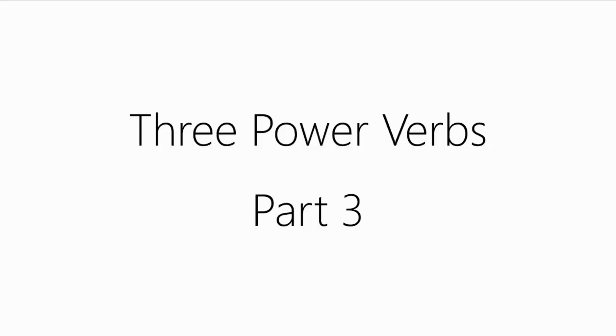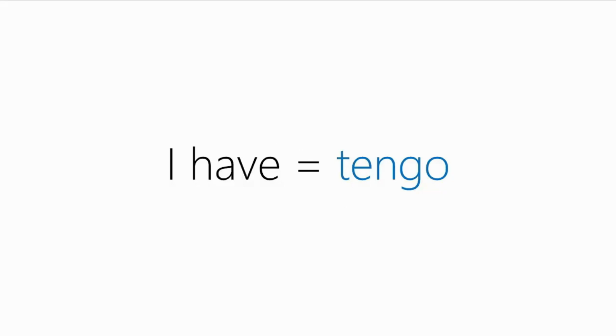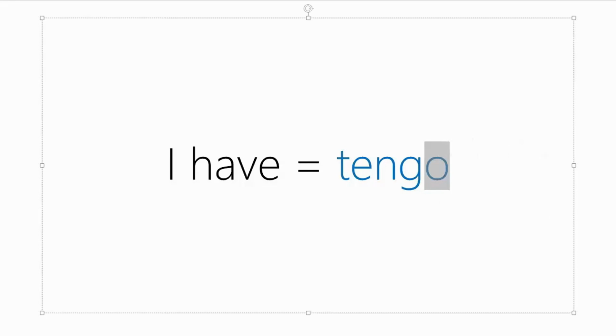Our next power verb is going to be for I have, which in Spanish is tengo. Notice that we have an O at the end of the verb, indicating that it's I, first person. So I have in Spanish is tengo. How would you say I have it? Lo tengo. Literally, it, I have. How would you say I don't have it? No lo tengo. So no lo tengo.